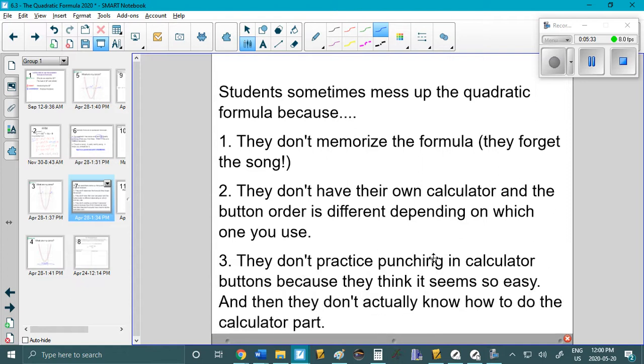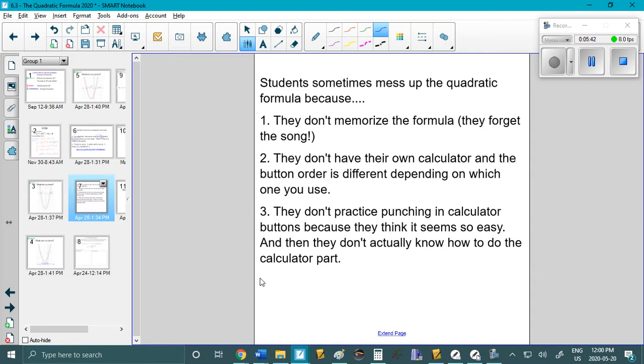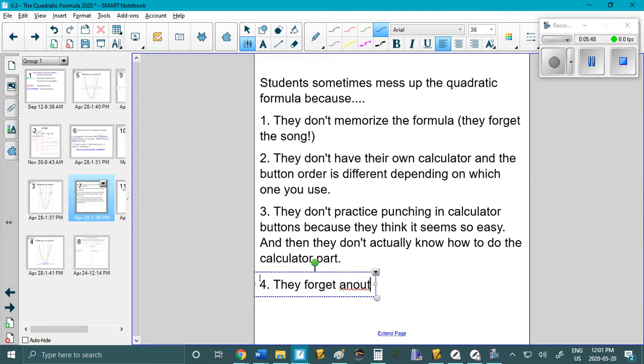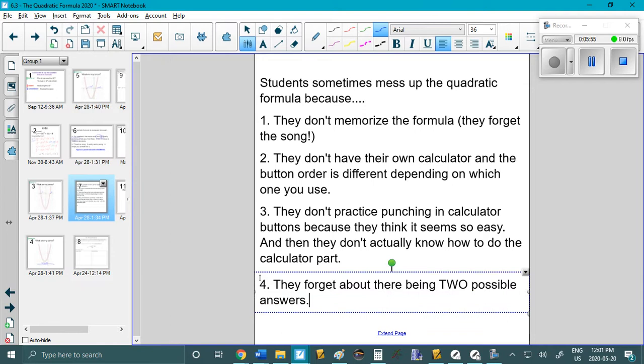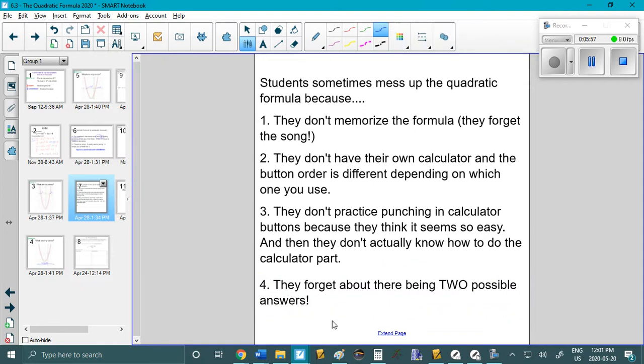And number 3, they don't practice punching into the calculator because they think it's so easy. And then when it comes time to do it for real, they have no idea how to do it. And the 4th option is this: they forget about there being 2 possible answers. Because we're looking for the zeros of a quadratic, there can be 2.